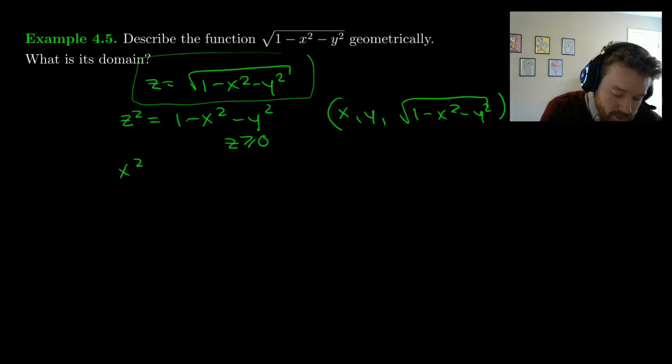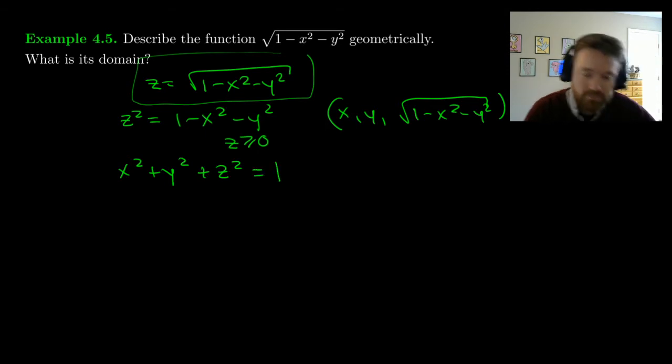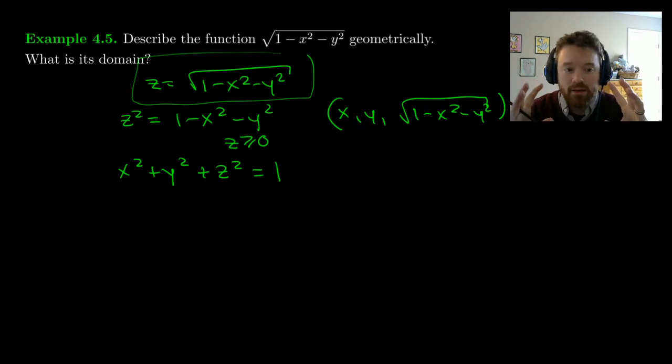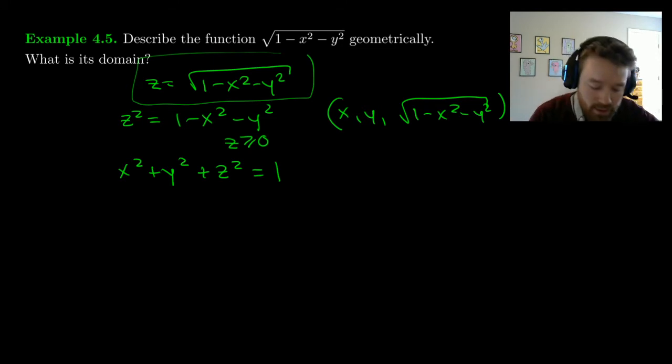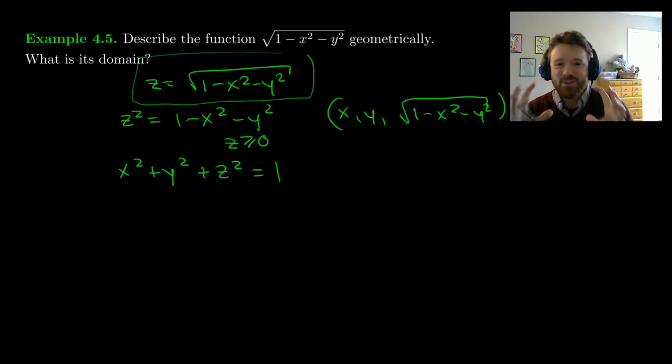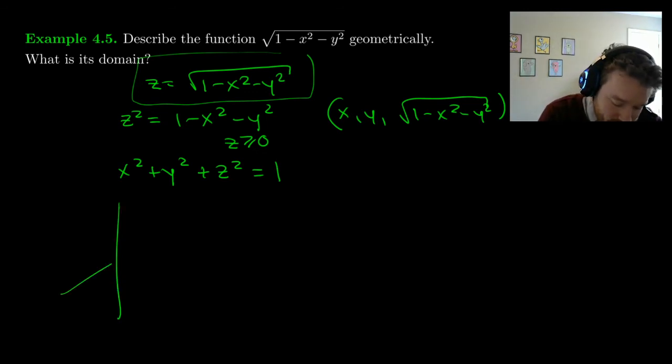If we rearrange things a little bit, this is x squared plus y squared plus z squared equals 1. And this should start to look familiar. Remember, the equation of a circle in 2 dimensions is x squared plus y squared equals r squared for some r. This is a circle centered at the origin with radius r. A sphere centered at 0, 0, 0 in 3 space, with radius 1 has the equation x squared plus y squared plus z squared equals 1. And so this is a sphere centered at the origin.